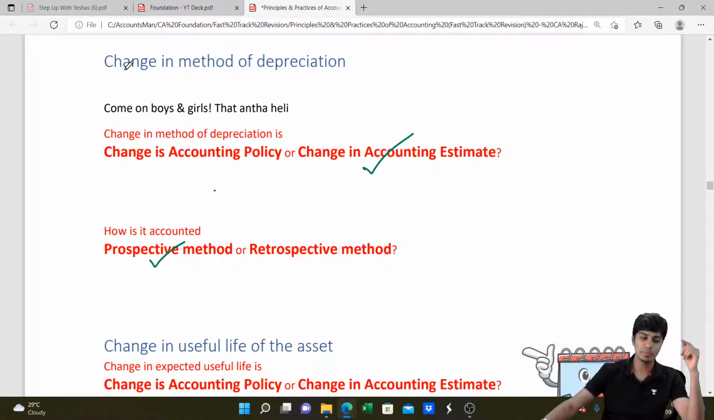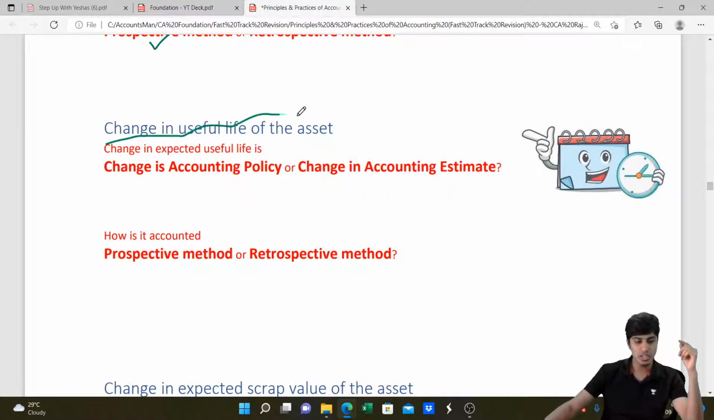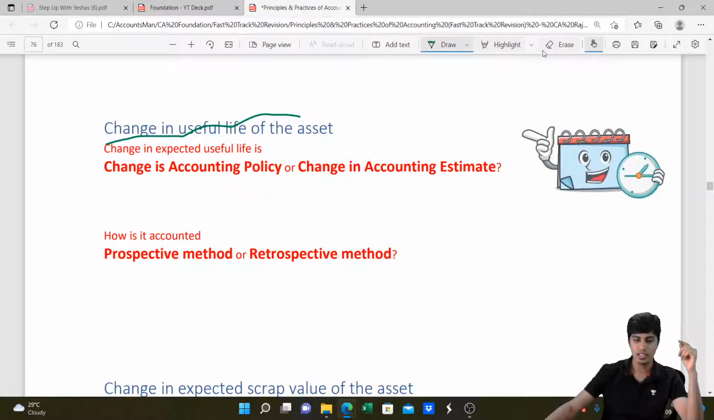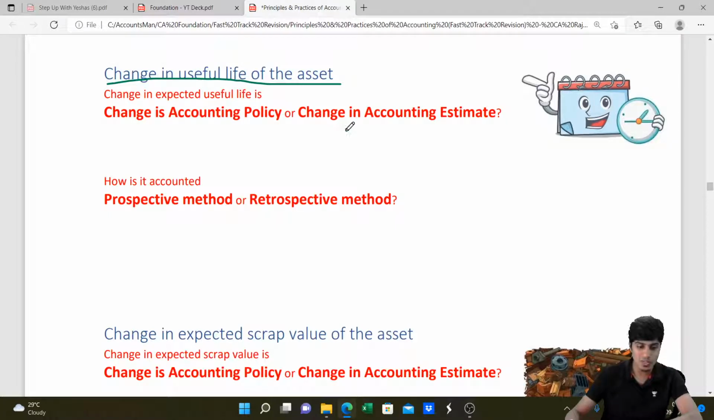Now, the method of depreciation change is over. What if there is a change in useful life? Initially, you expected the useful life to be 10 years. After some 3 years, it should be remaining 7 years. Then you understood, oh no, it's not 7 years anymore, it's only 5 more years. There is a change. Again, it is a change in accounting estimate and not a change in accounting policy.